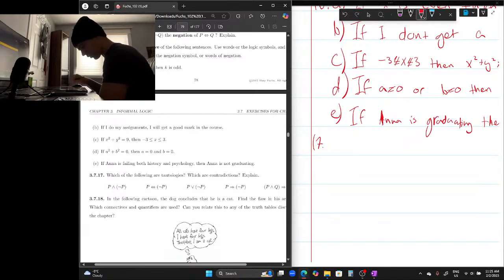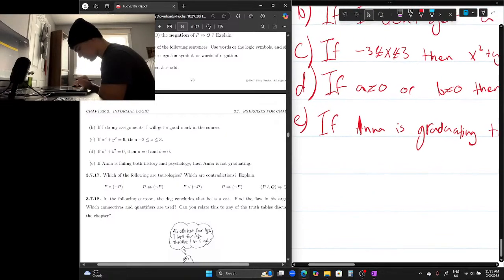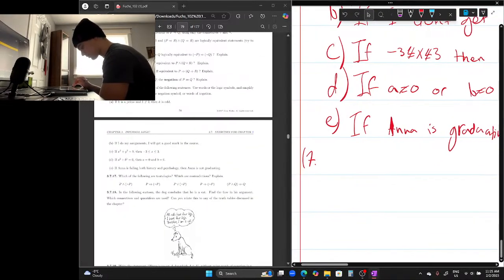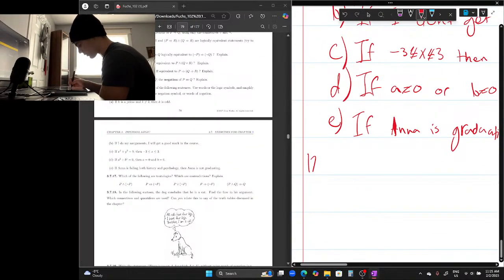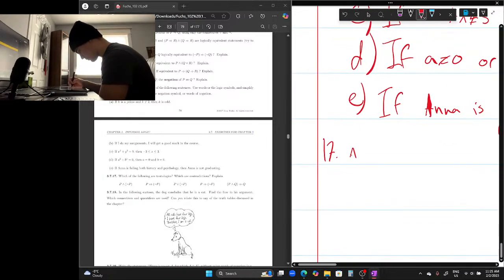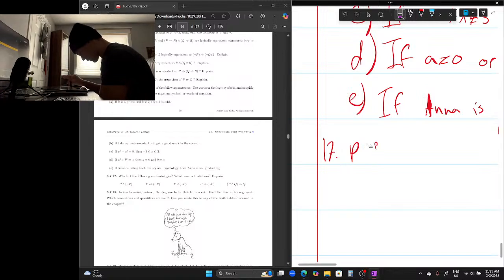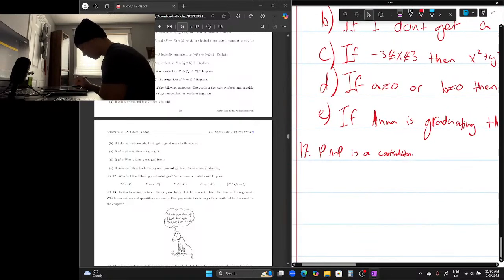What do you find are tautologies, which are a contradiction? Okay, so tautologies are statements that are only true. Contradictions are statements that are only false. So P and not P is clearly a contradiction. You don't have to think about this one, because you can never have P be true and false at the same time.